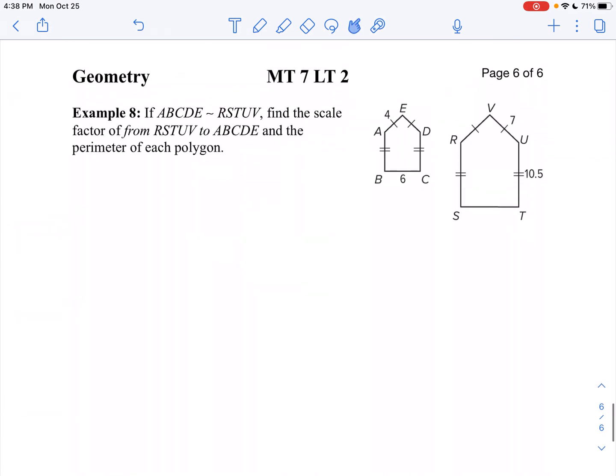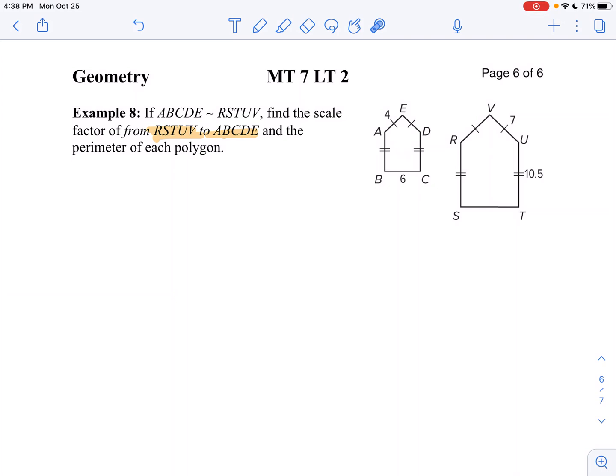Let's take a look at example 8. We're told these two shapes are similar. First off, let's talk about the directions. I want to find the scale factor from RSTUV to ABCDE. So I'm going to go from the second shape to my first shape.